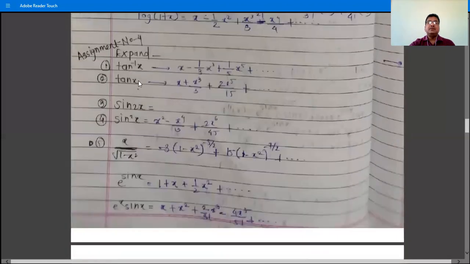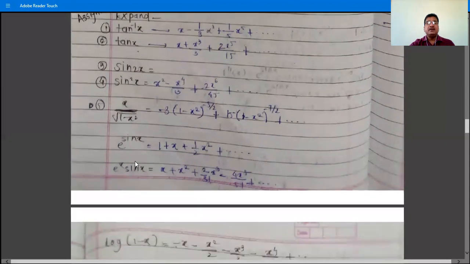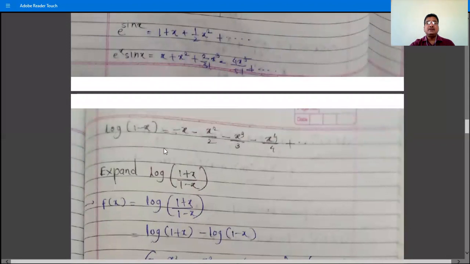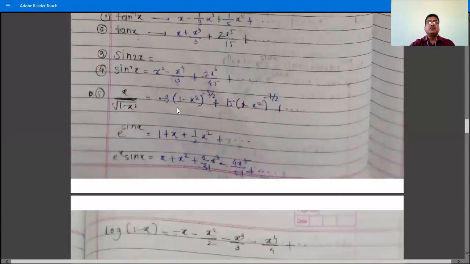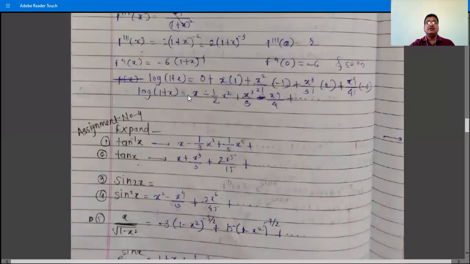So these are the problems for homework. Expand tan inverse x, tan x, sin 2x, sin square x, 1 by root of 1 minus x square, e raised to sin x, e raised to sin x into sin x, and log(1 minus x). So these are the problems for homework. In the same method, we solve these problems.